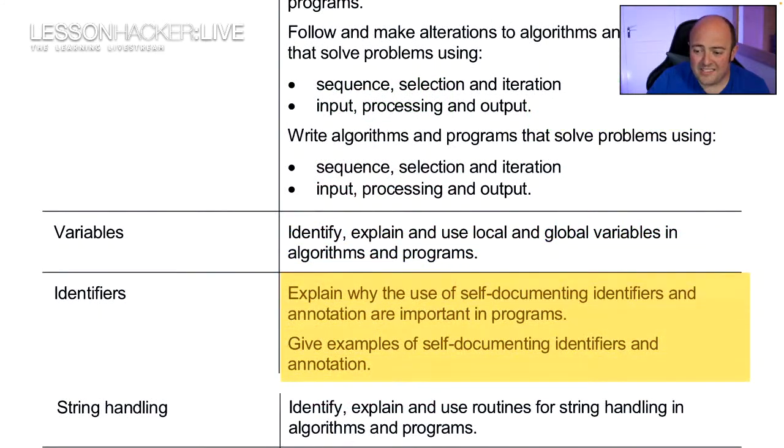Okay, self-documenting identifiers. What are these? Self-documenting identifiers are good variable names that make some sort of sense, not just X and Y and A and B. The only exception to this is you can use I, J, and K for loops. Annotations is comments. Comments are important to explain code to you or other people. Certainly, you would need to do it for yourself.